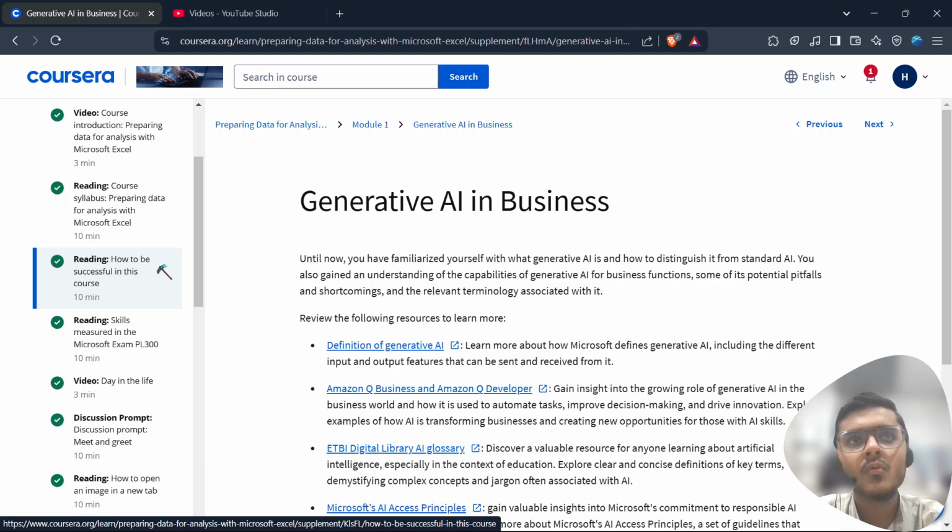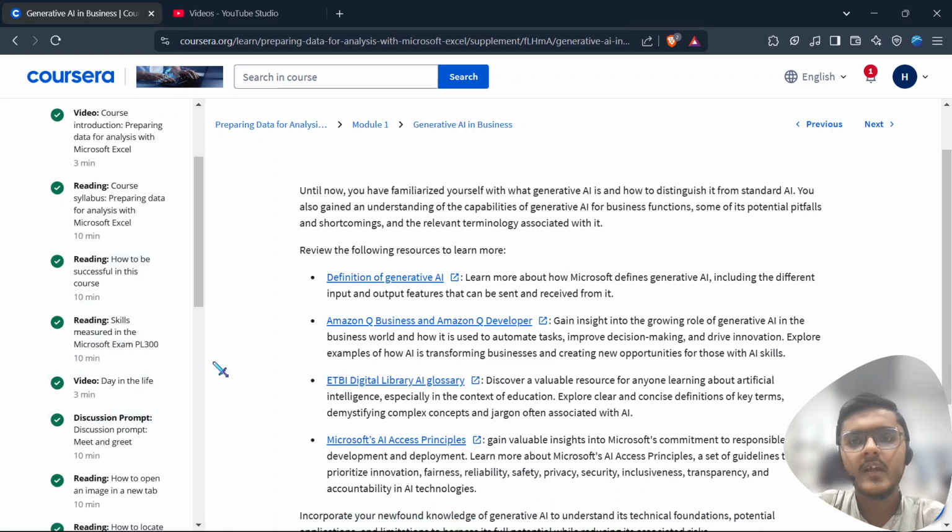Day in the Life told us what data analysts work on, like what is the nature of their work. So we understood that it is about making people understand, in a very easy manner, what the data is and what the data says, right? This was the discussion prompt, where we were taken to a forum and many people told us how they were feeling and what they were expecting from this course.